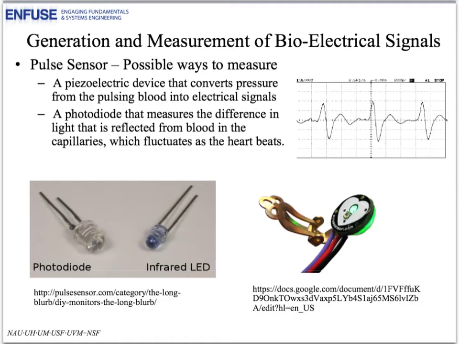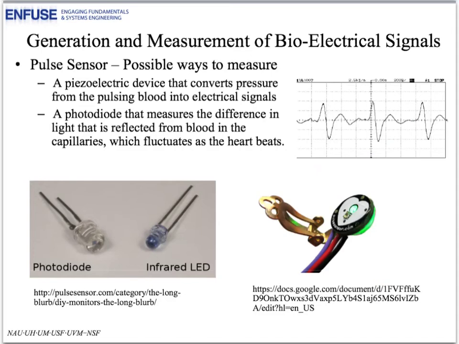So a piezoelectric material is one that will convert mechanical deflection to an electrical signal and vice versa. So if you think about putting some kind of piezoelectric membrane on a portion of the body, like your wrist for example, that is pulsing with your pulse rate, that will convert that mechanical deflection into an electrical signal that varies with time. We are going to focus more on the photodiode because that's the type of pulse sensor that you'll be using in your lab.